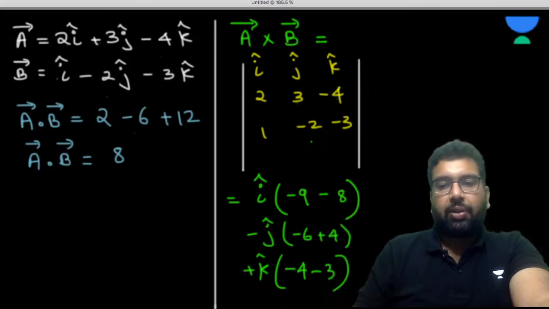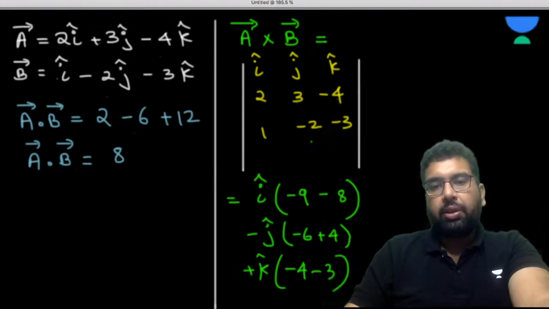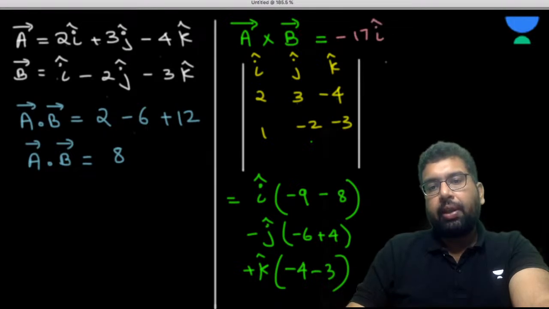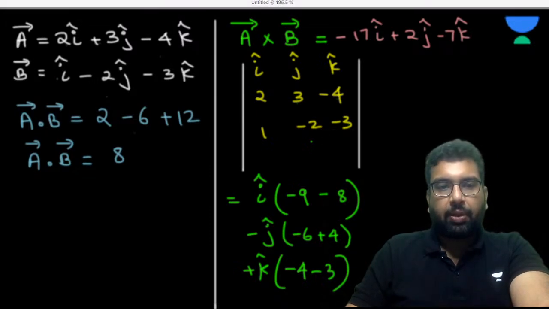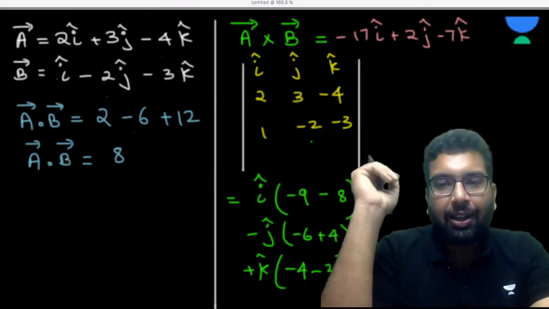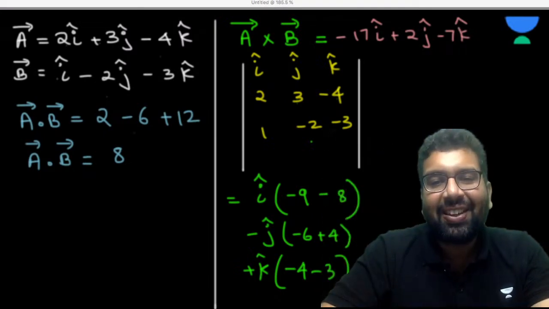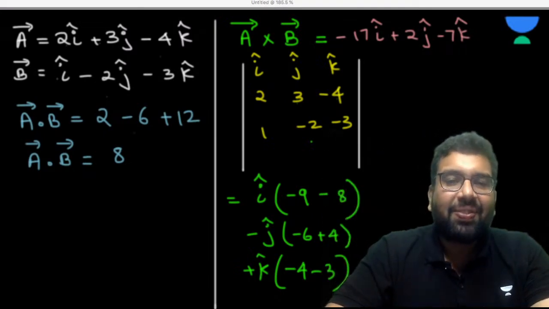So if you do it, let us sort this out. So this is going to be minus of 17 i cap, and this is going to be plus 2 j cap, and this is going to be minus 7 k cap. So this is going to be the cross product. Okay, so using this determinant method, the directions are also taken care of, isn't it? So very very simple.